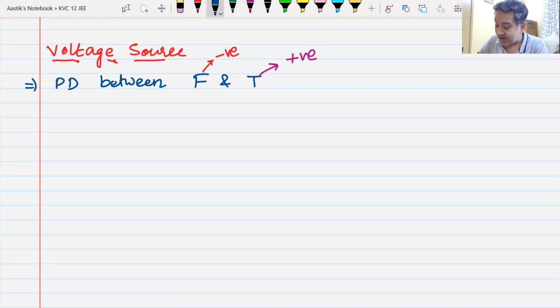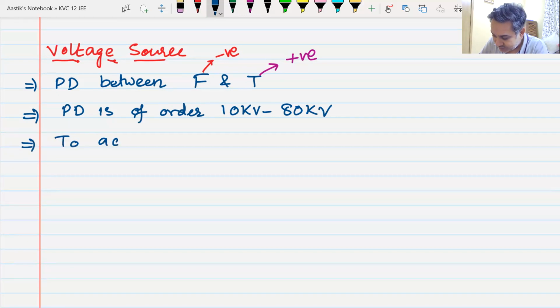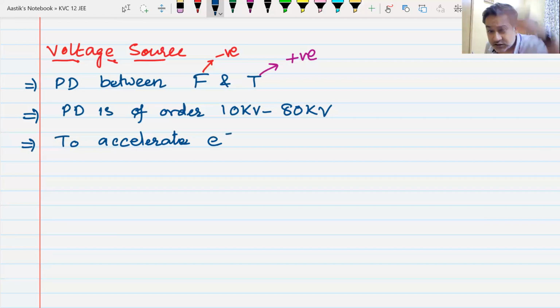The potential difference is high. The potential difference V is of the order of 10 kilovolts to 80 kilovolts. This is just for your academic purpose. What is the purpose of this voltage source? The purpose of this voltage source is to accelerate the electrons, to give them more energy.